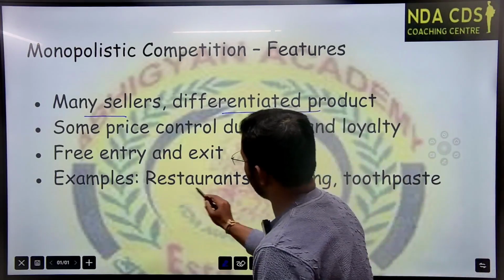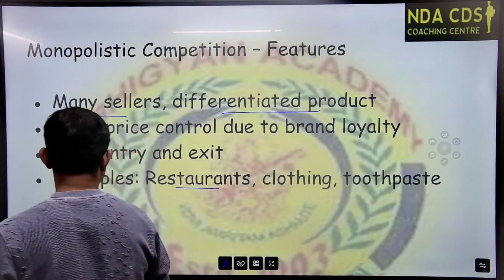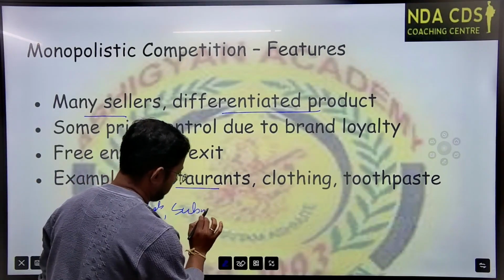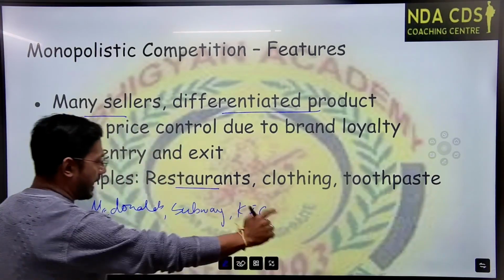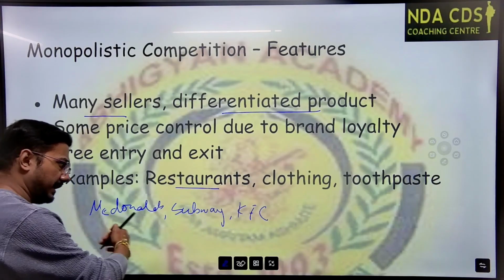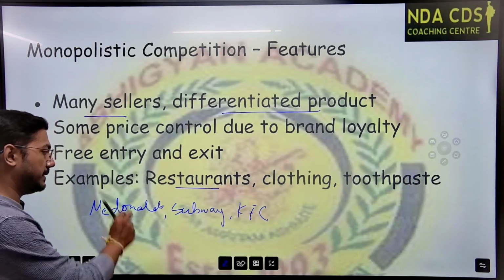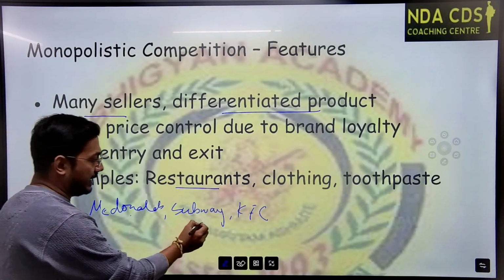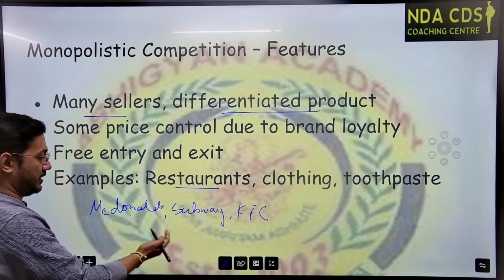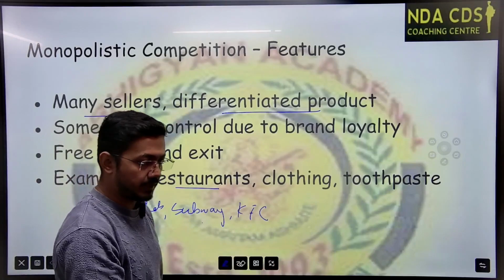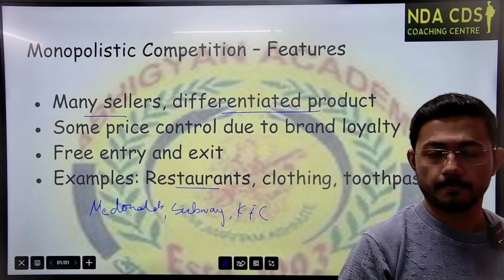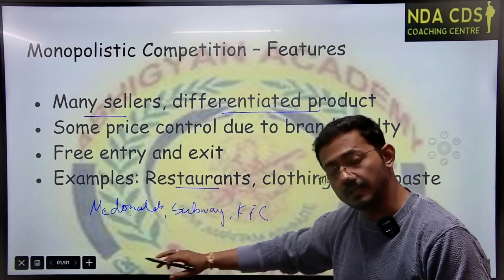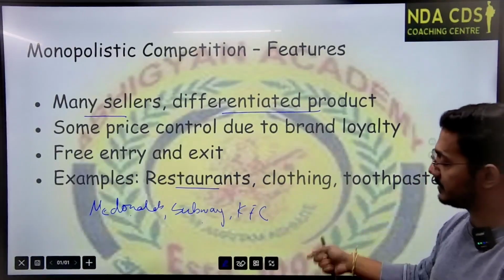Say, for example, restaurants: McDonald's, Subway, KFC. They are all restaurants, food outlets. All of them sell food. All of them sell veg, chicken, meat. But despite selling the same product, they are differentiated. McDonald's specialty is different, Subway's specialty is different, KFC's specialty is different. All right. So this type of competition is known as monopolistic competition. There are many sellers, there are many buyers, but the product category is the same but differentiated.